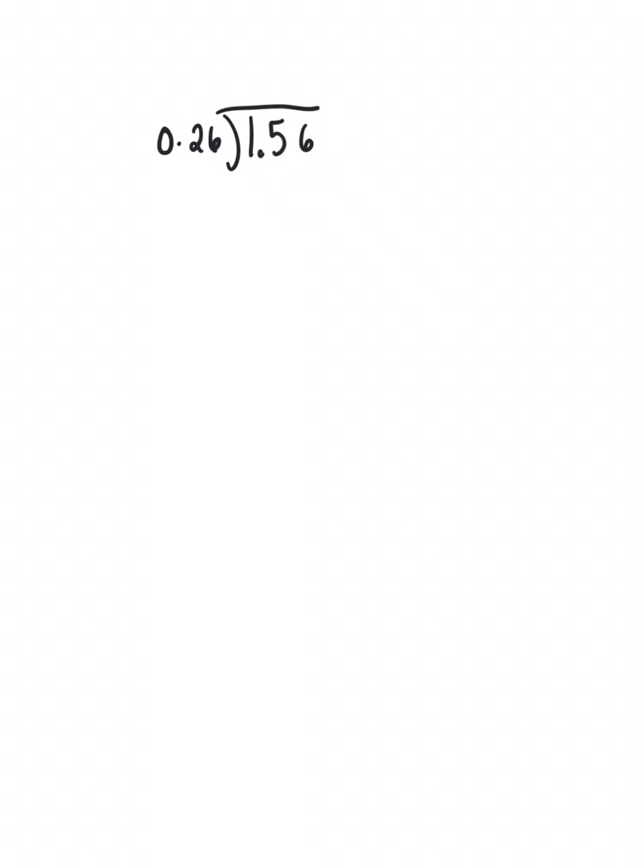Okay, now look at this problem. 1 56 hundredths divided by 26 hundredths. I can't divide a number that has a decimal in the divisor. I'm going to have to multiply this times 100, and that will have the effect of moving the decimal point over 2 spots. And so once I've done that, I'll have a whole number as my divisor.